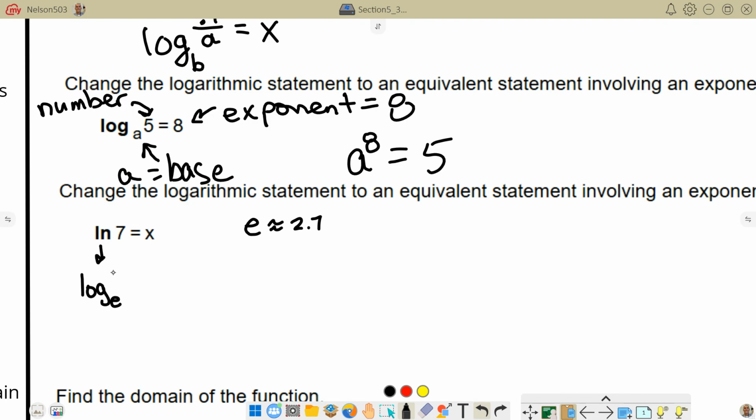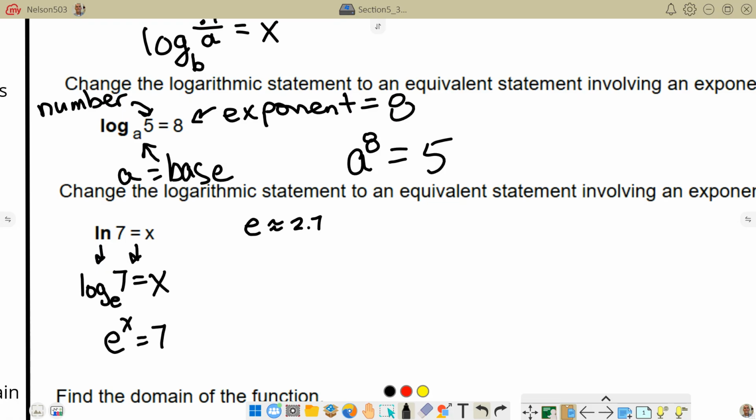So log base e of 7 is equal to x. These are equivalent statements. They look very different, but they're equal. So what does that mean? Well, if we were able to do this one up here, a to the 8th power equals 5, we should be able to do this one down here. It looks somewhat different. We have e to the x is equal to 7, all right? So this a is kind of like a variable. We don't know what that a is. This e, we know what that is. That's 2.7 something. So I hope I'm making that clear.